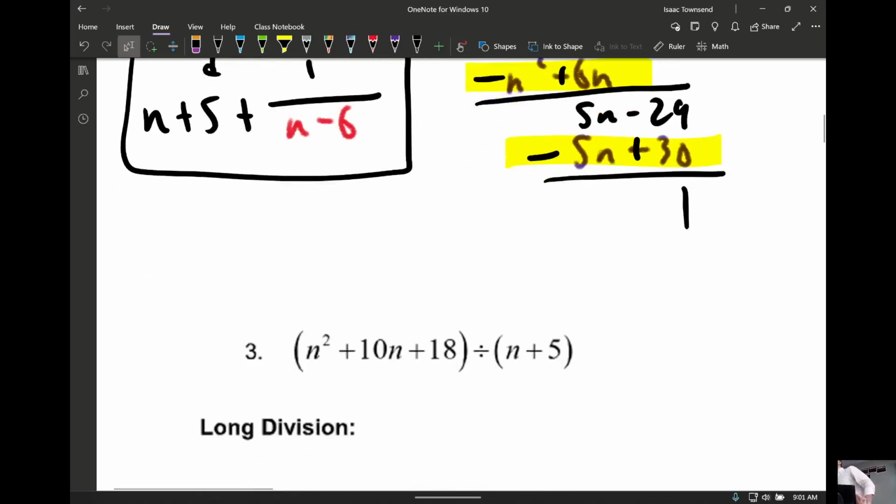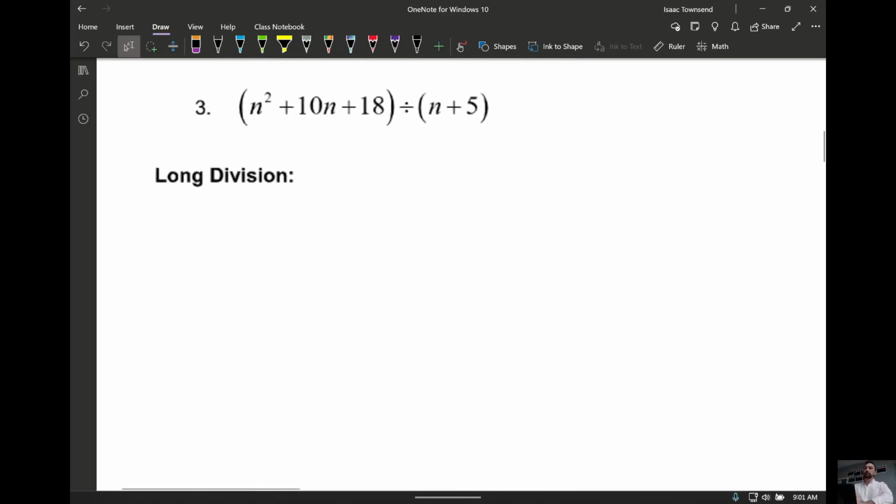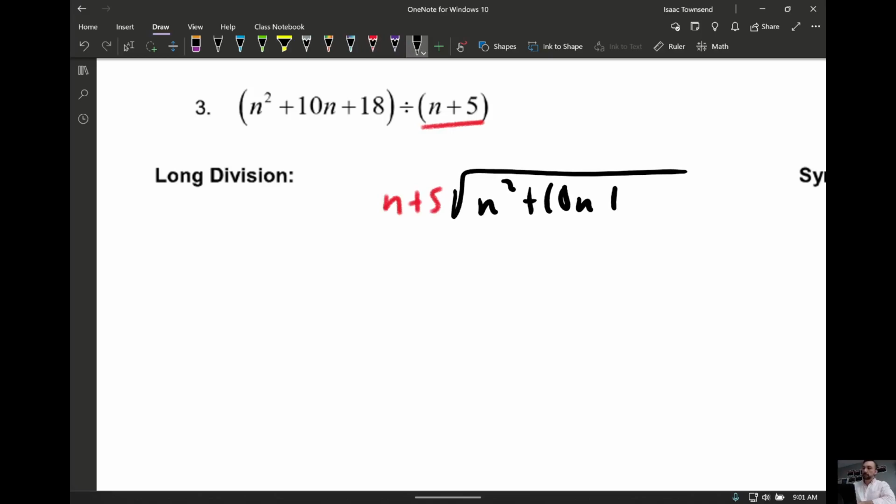Let's see how you did, and make sure there's not any big red flags that you need to be careful about. Okay, so it's got to be set up correctly. First part of your answer should be n, because n times n gives you n squared. Also, n times 5 gives you 5n.